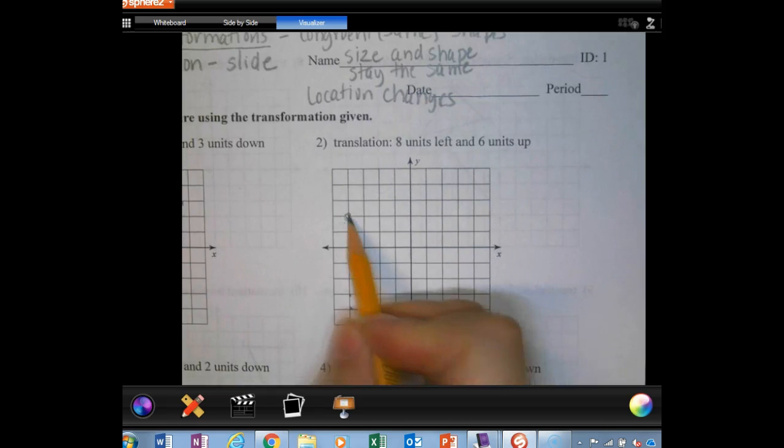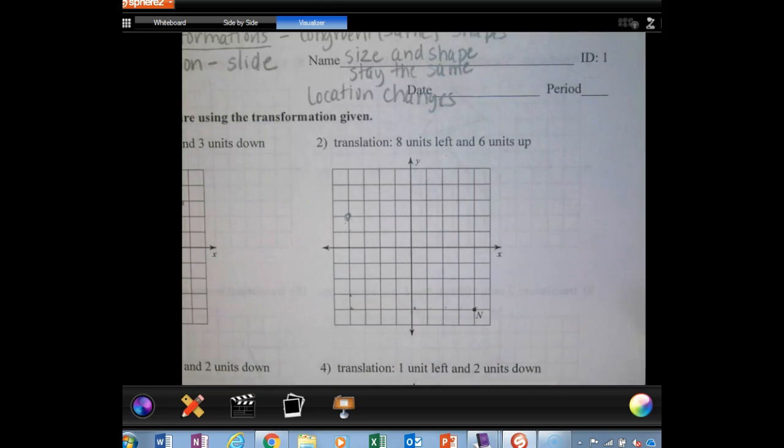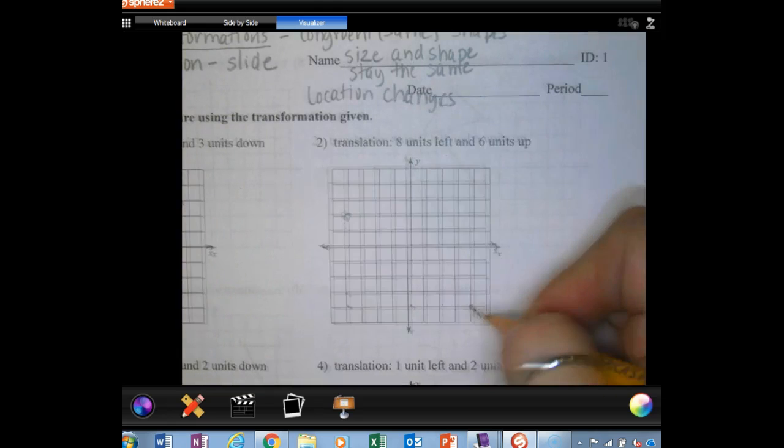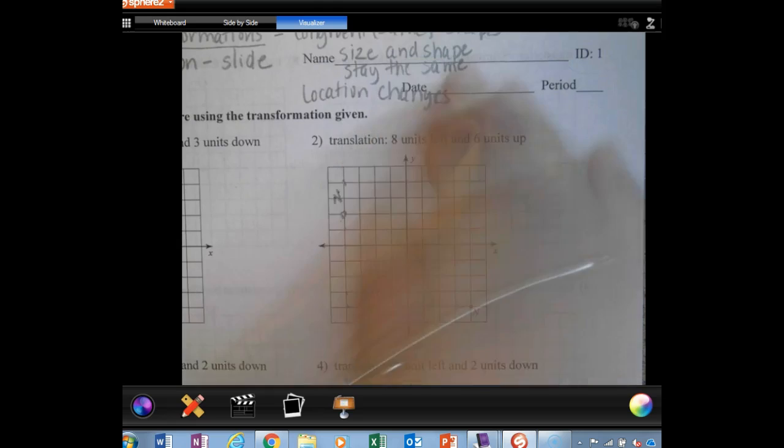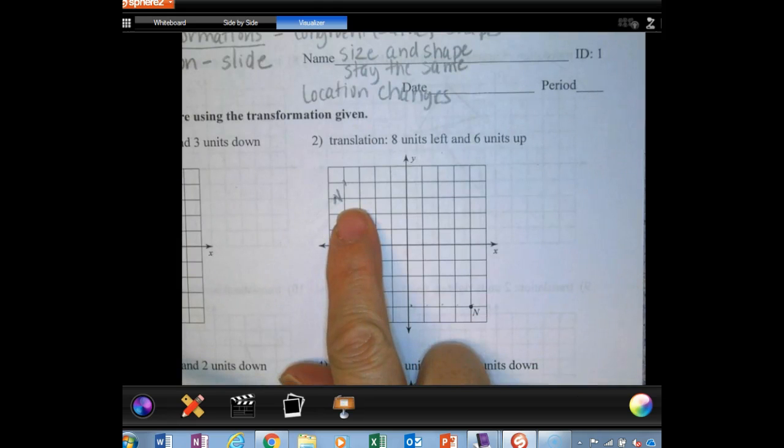So my new point, after going 8 units left and 6 units up, is going to be N prime. Give it that little prime. Okay?